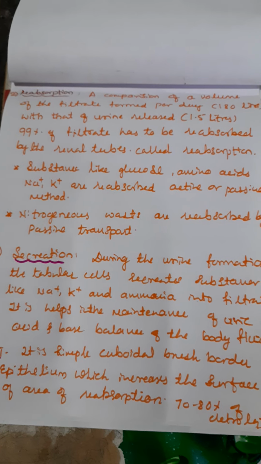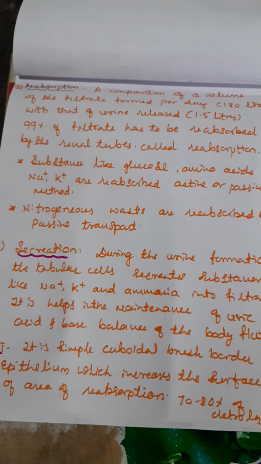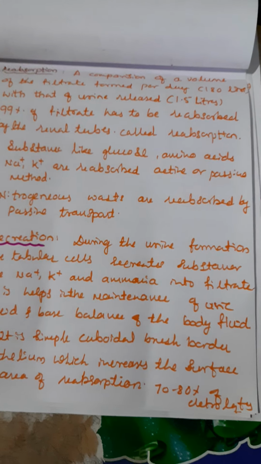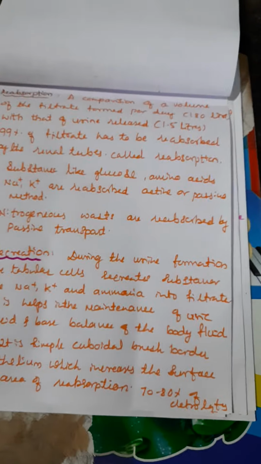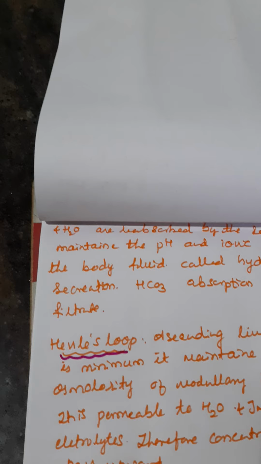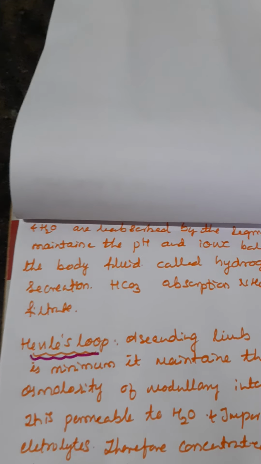PCT. It is a simple cuboidal brush border epithelium, which increases the surface area for reabsorption. 70 to 80% of electrolytes and water are reabsorbed by this segment. To maintain the pH and ionic balance of the body fluid, hydrogen ion secretion and HCO3 absorption occur, along with secretion of potassium and ammonia into the filtrate.